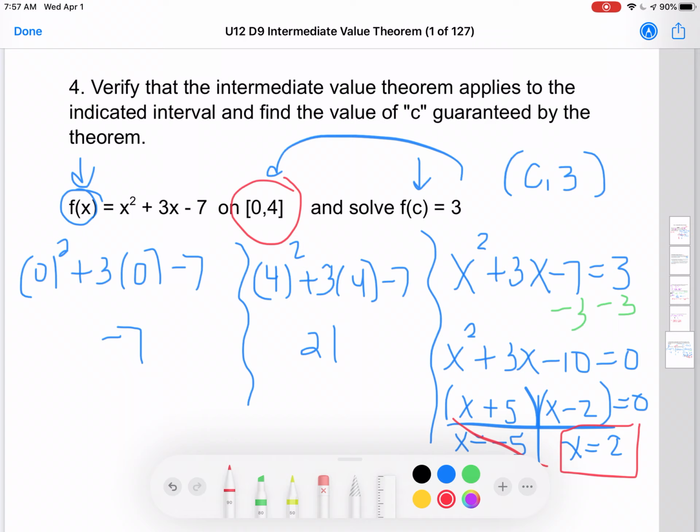Okay? All right, guys, that's it. Just a little review on intermediate value theorem.